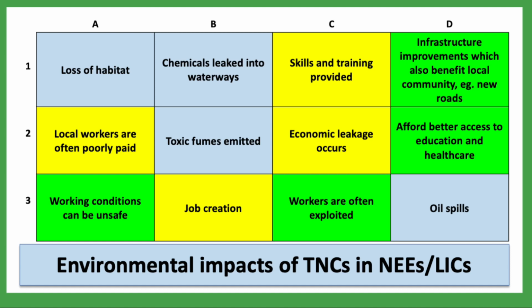Finally, then, our environmental impacts are the loss of habitats, chemicals leaked into waterways. Remember, we said that the environmental laws are often much more relaxed, so chemicals can be leaked into local waterways and companies won't get fined for that. Toxic fumes can be emitted, and there are also problems with oil spills, particularly in places like the Niger Delta, just off the coast of Nigeria, where there's been a number of quite big high-profile oil spills over the last decade, which have had a massive impact on both fishing and farming land, and the livelihoods obviously go with that as well.